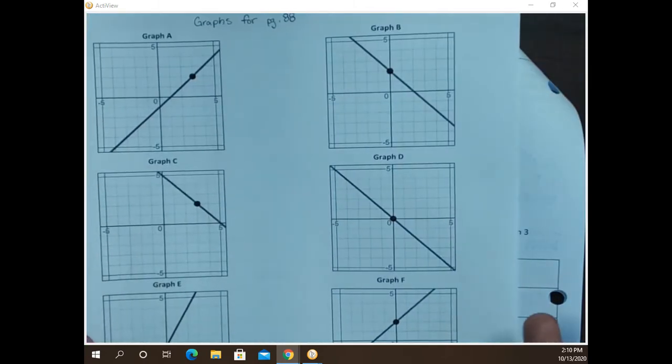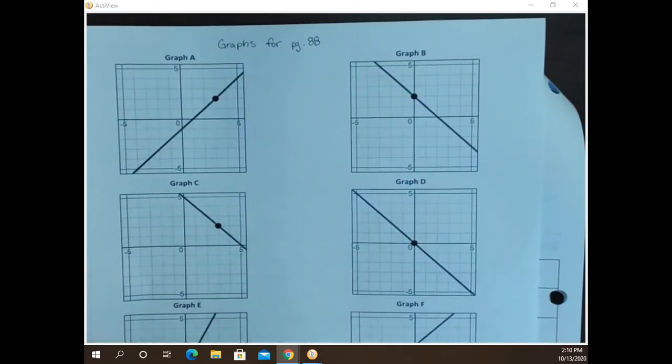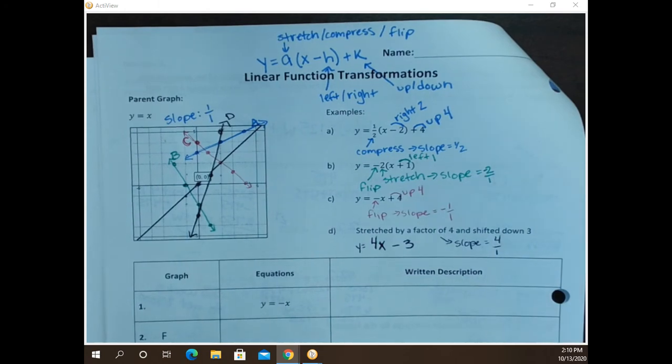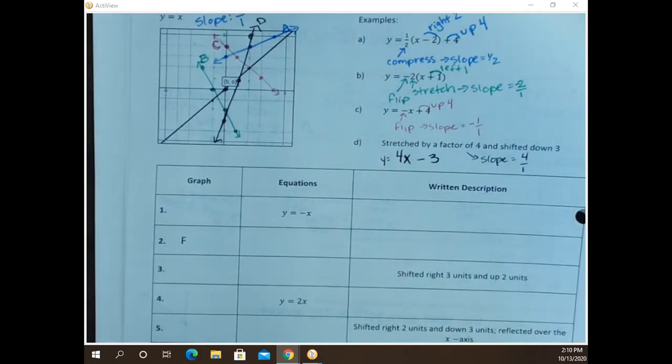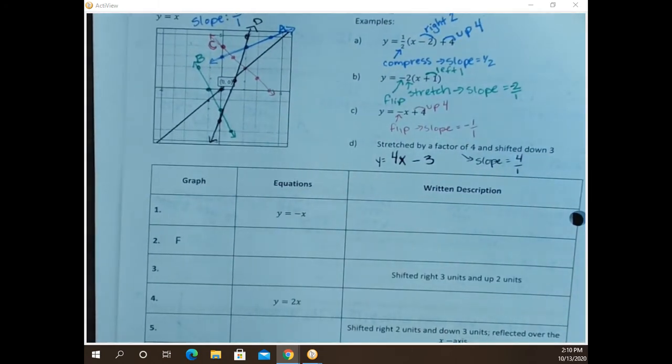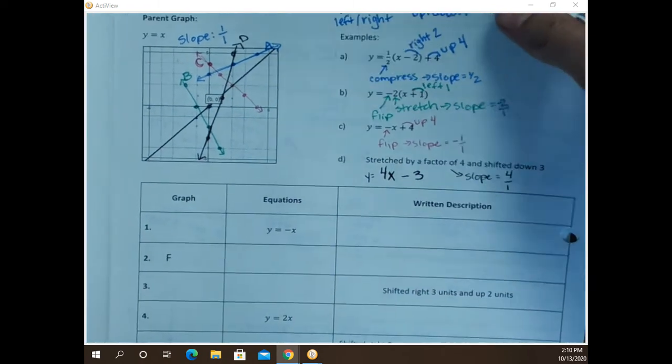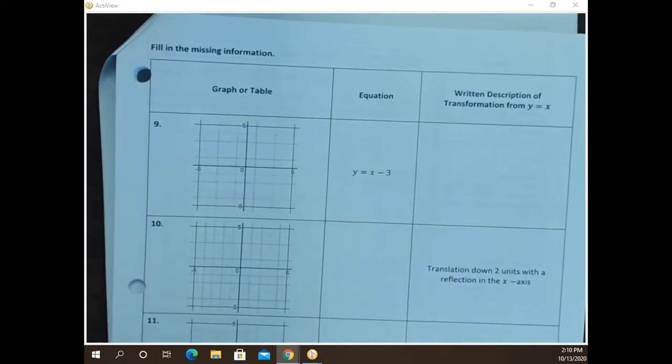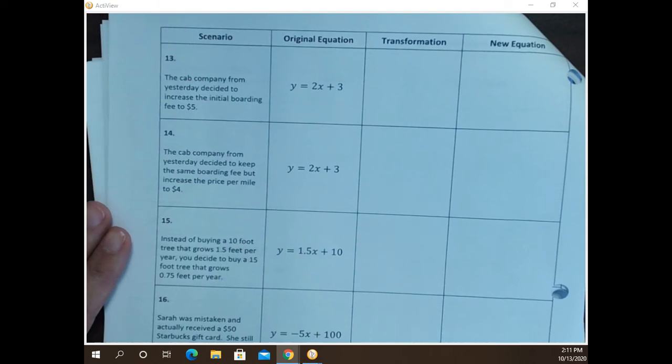So use your bolded key point and that slope to match your graphs to the equations you have listed and or the descriptions you have, and fill in those blank spots, just like we did on that transformations practice with Unit 2. So once you finish page 88, I would also like you to try page 89. Same idea, but this time you're going to sketch the graph for me. And then try page 90 as well.